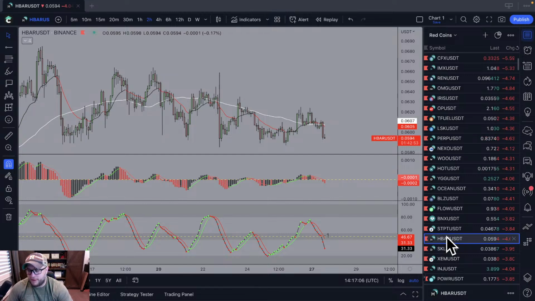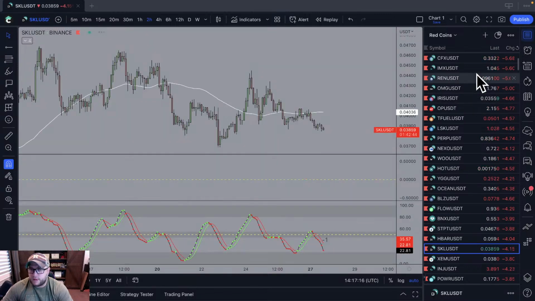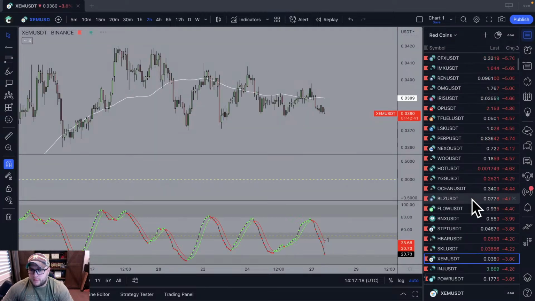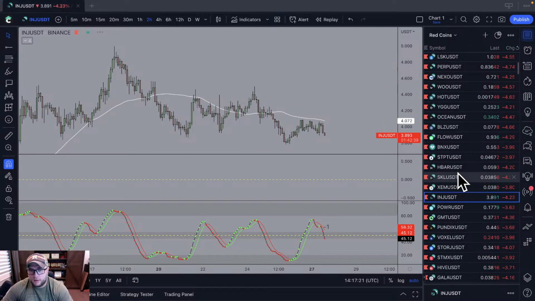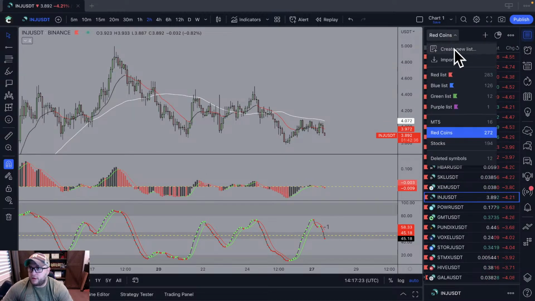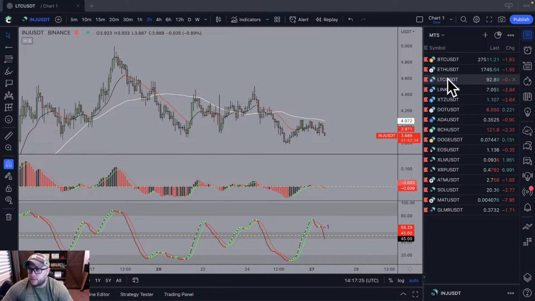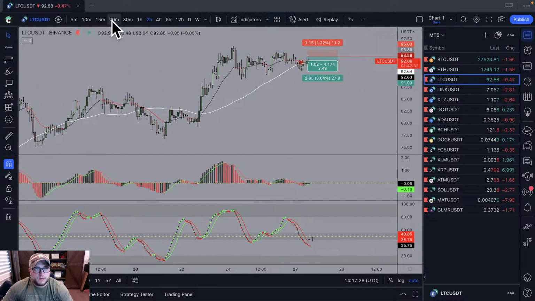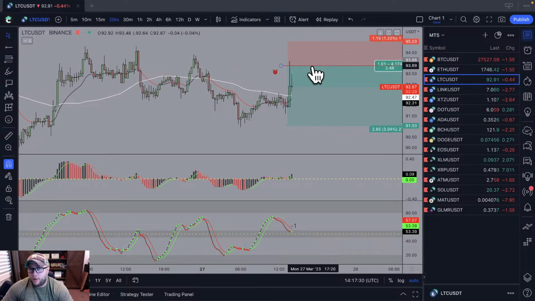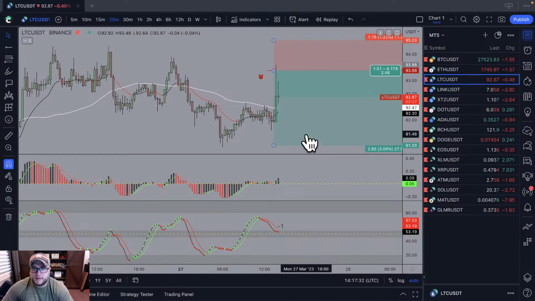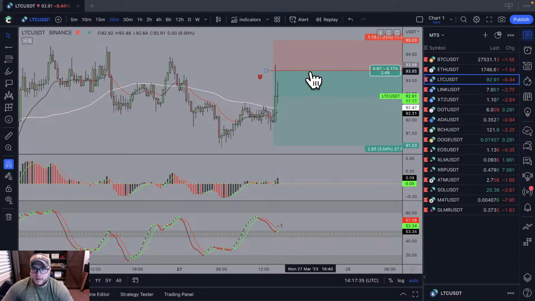Litecoin's dropping now. Now I'm far away from my stop out. Looks like all these coins are just dropping. Let's go back to the MT5 coins. We were almost there, but we didn't get stopped out. Just good stuff.